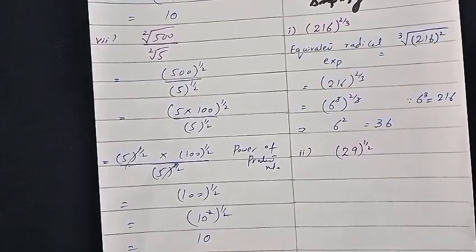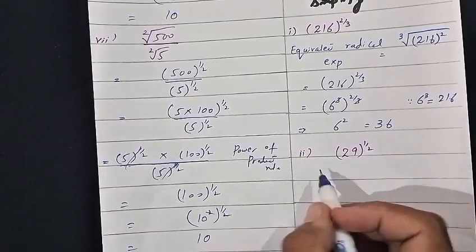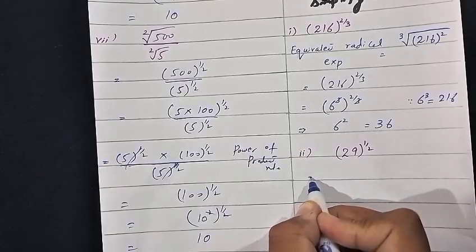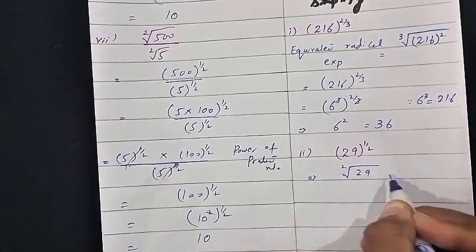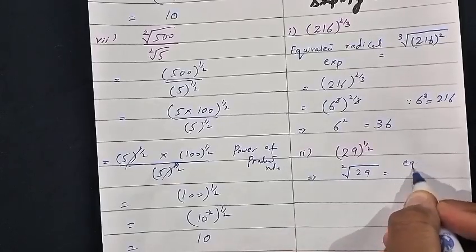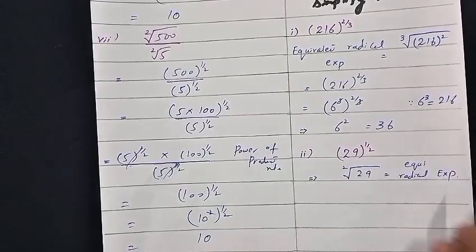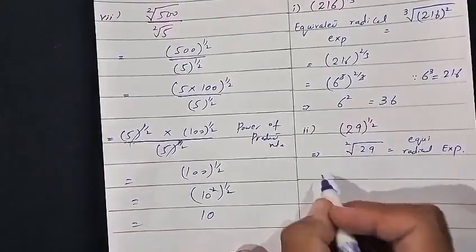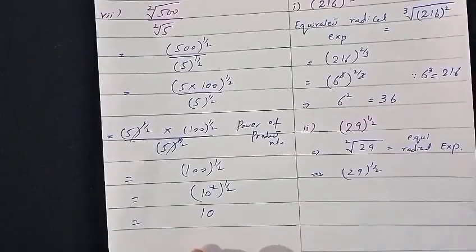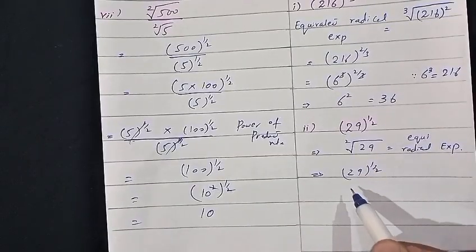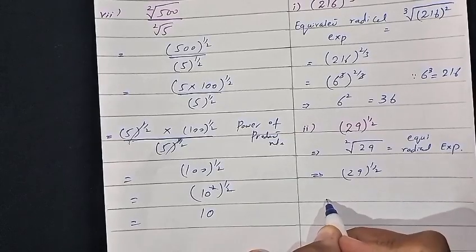Part number 2 is the exponential expression 29 with the exponent 1 by 2. So as an equivalent radical expression, it becomes square root of 29. So this is the equivalent radical expression. Now to simplify the exponential expression, which is 29 power 1 by 2, as you know that 29 is a prime number, we cannot factorize it, so this is the final answer.